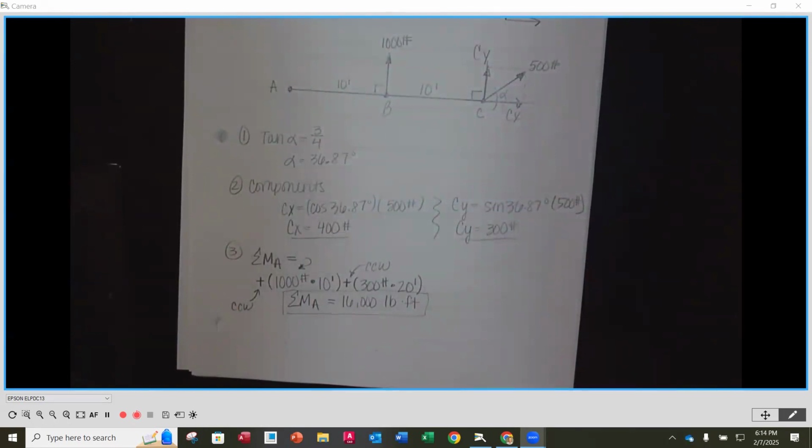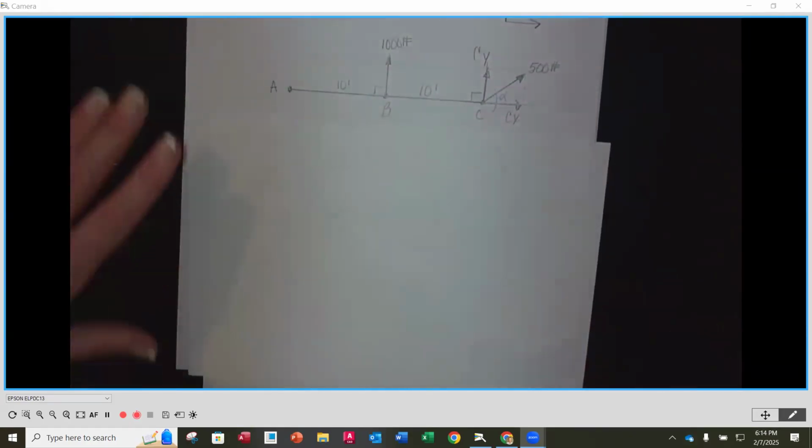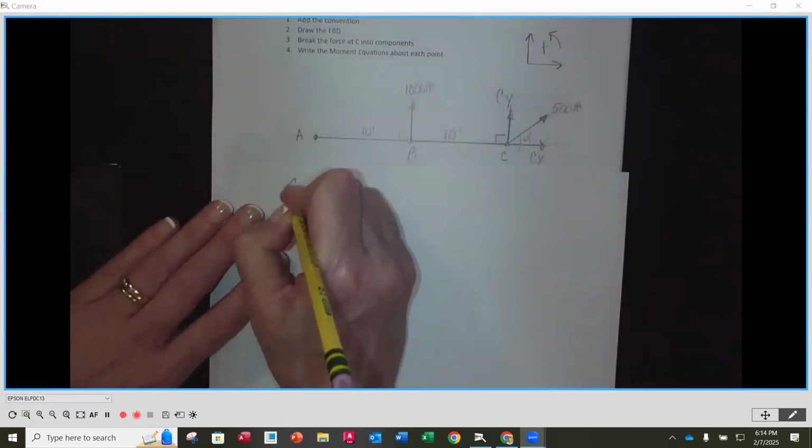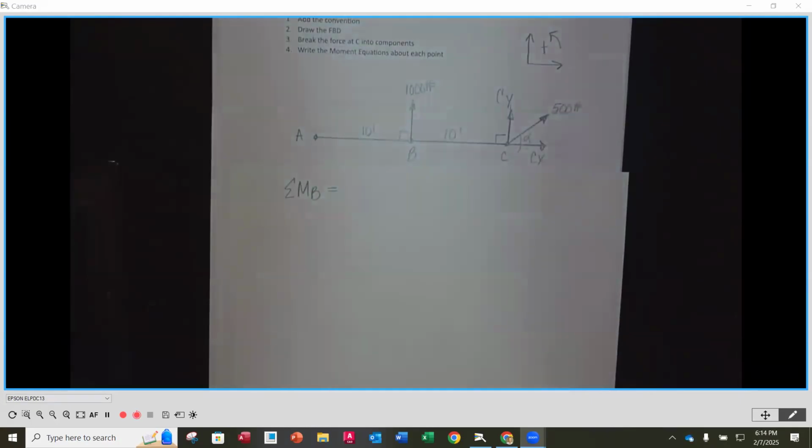All right, now we're going to do the same thing for points B and C. I'm running a little bit out of room, so I'm going to grab an extra piece of paper because on the next page there's stuff. So I am going to start here. The next one we're going to do is sum our moments around B equal to. And I'm going to put it directly in back because I think I can fit it.